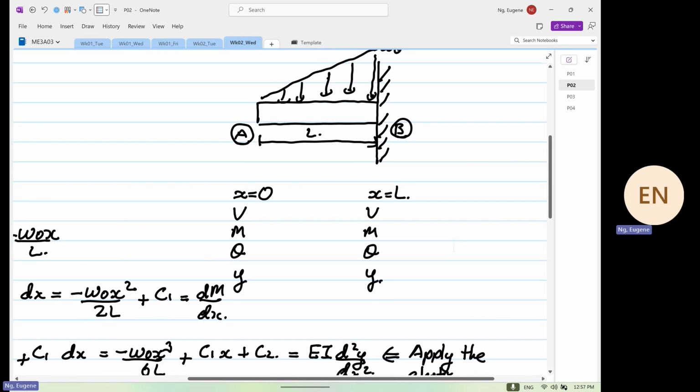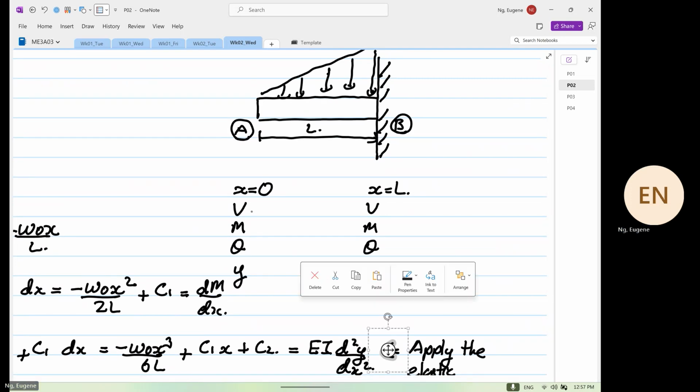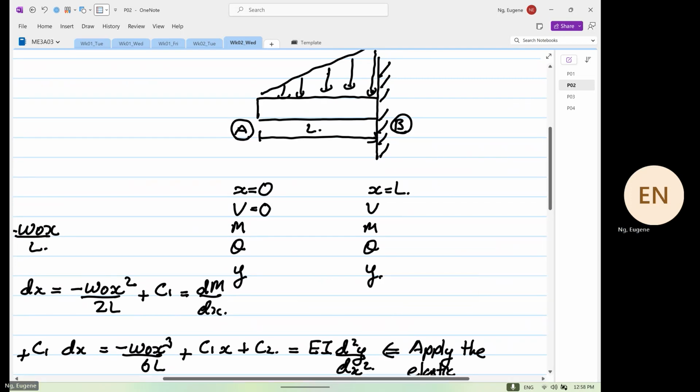When x is equal to 0, what is your shear force equal to? Anyone? 0. When x is equal to 0, what is your moment equal to? Anyone? Don't be shy. Come on. When x is equal to 0, what is your moment equal to? 0. Why? When you remove the support at A, what will happen to the structure? It's equal to 0.